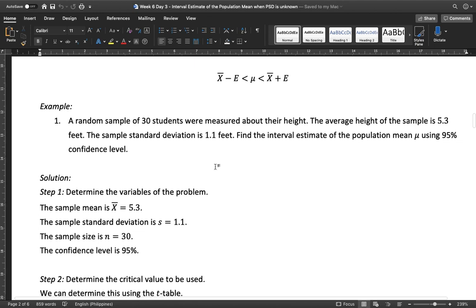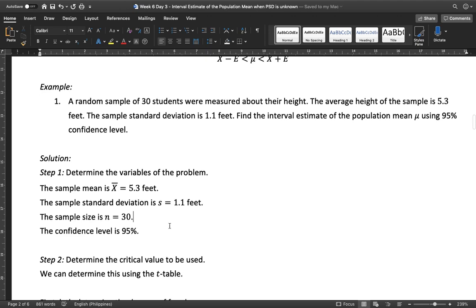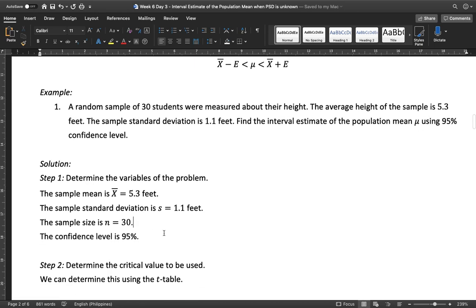So, ang first step natin diyan, we determine the variables of the problem. First, ano 'yung sample mean? It is 5.3 feet. Ito, lagyan ng unit para mas masaya. The sample standard deviation is 1.1 feet. The sample size is kung ilan 'yung students na in-interview and equals 30. The confidence level is 95%. So, we determine the critical value to be used.